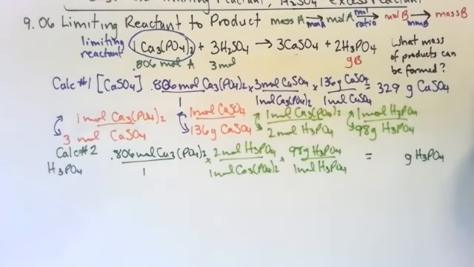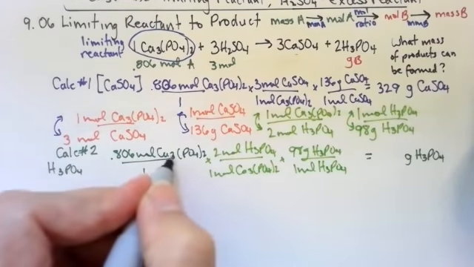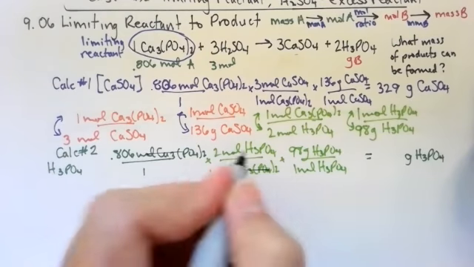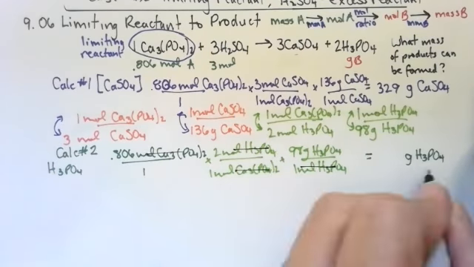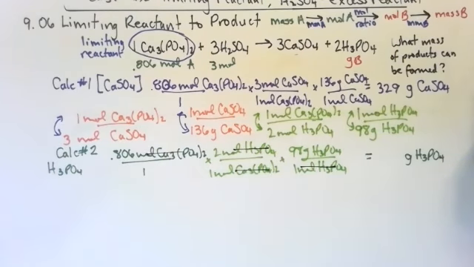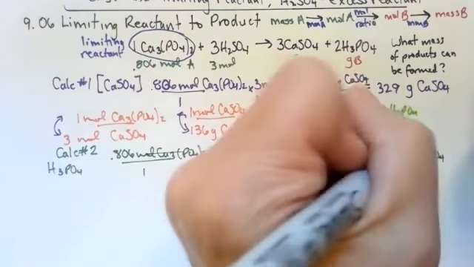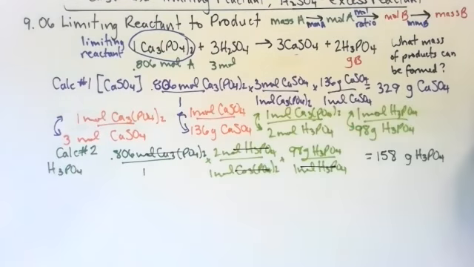I've gotten a little bit sloppy. I haven't been canceling my units, so let's go back. Let me add that step in. This is going to cancel, that's going to cancel. It's going to cancel. I'm left with grams, which matches what I was solving for. So in this case, I'm going to take 0.806 times 2 times 98, and that gives me, if I round, 158 grams of phosphoric acid. And that is the amount of products that I can form.